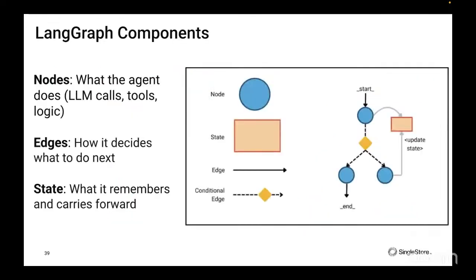So these are some of the components we need to know when we are using LangGraph. Nodes are what the agent does: the LLM calls, tools, and logic. Edges are how it decides what to do next. State is what it remembers and carries forward. So these are the three important components of LangGraph.